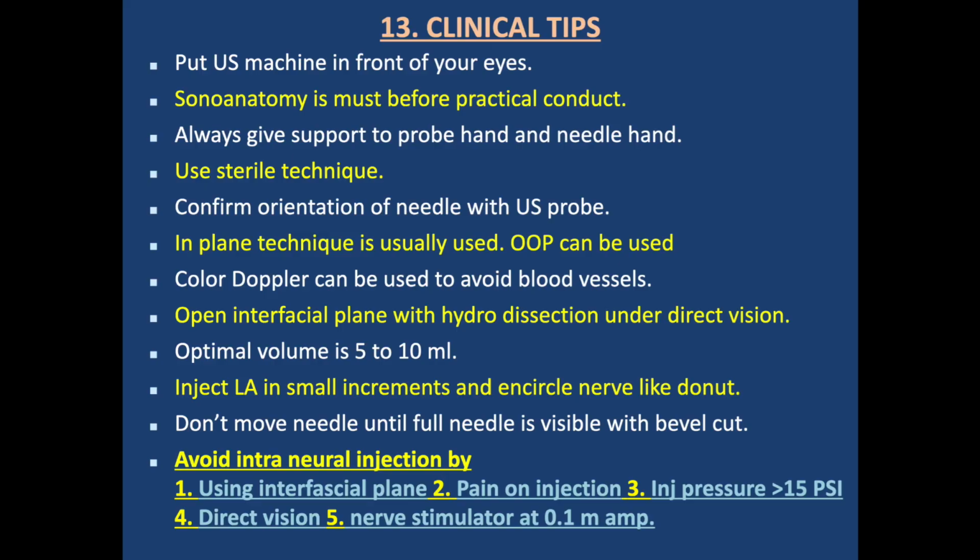Use of the interfascial plane. And fifth is the use of an electric nerve stimulator with the lowest current of 0.1 amperes. This way, if the needle is intraneural, we will find the twitch, because at the place we are blocking, it also supplies the muscles.